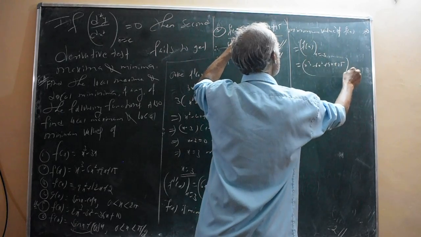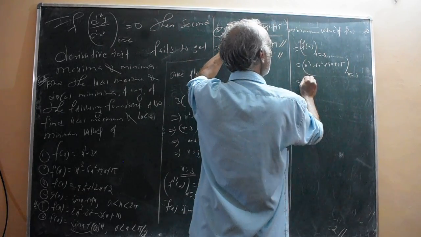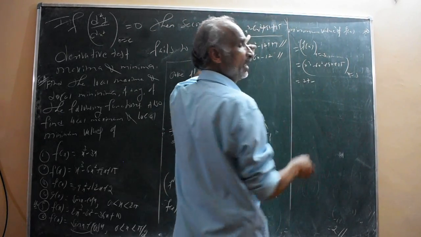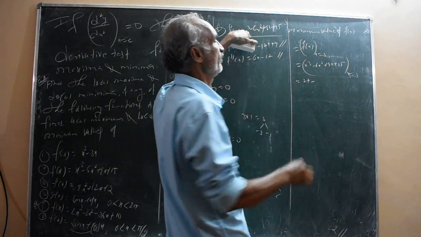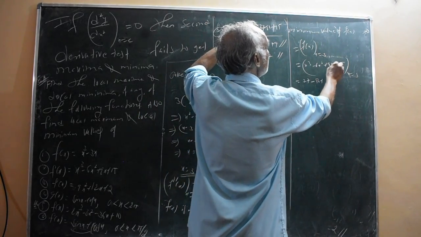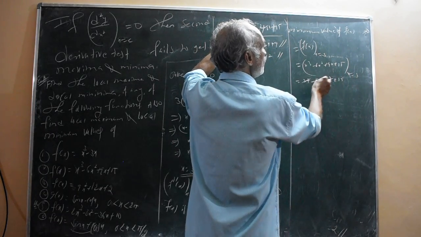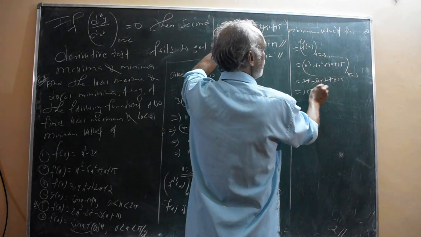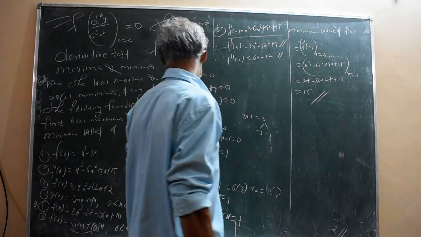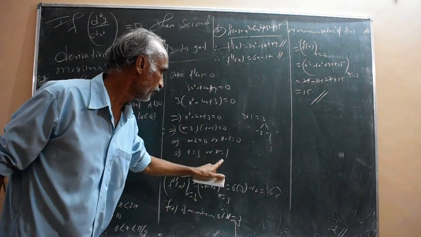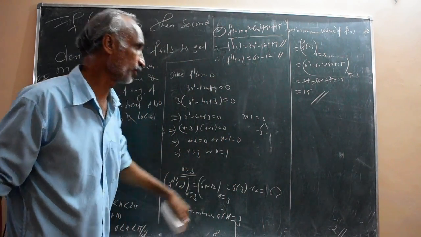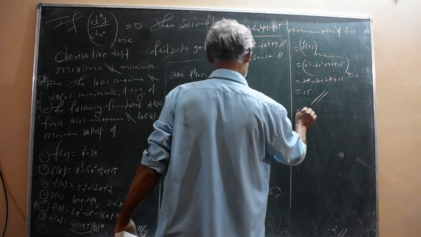x is equal to 3. x cubed is 27. x squared is 9, 3 squared is 9. 9 times 6 is 54, 9 times 3 is 27. Plus 15: 27, 27 is 54, and minus 54 cancels out, leaving 15. Okay, that's all. And another extreme point is x is equal to 1. At x is equal to 1.